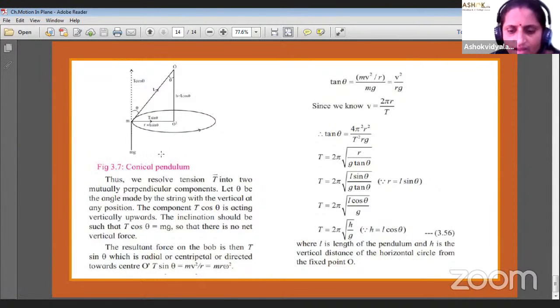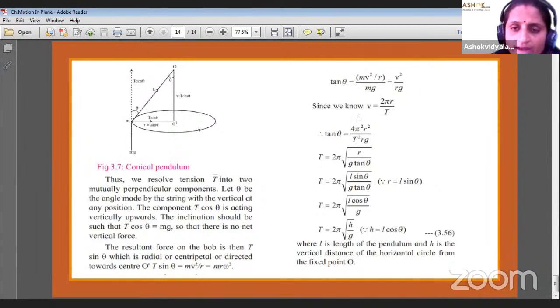Now see, tan theta. We can see that tan theta is equal to (mv square upon r) upon mg. So m gets cancelled, giving v square upon rg. See here, v square upon rg. Solving this equation, we get tan theta is equal to v square upon rg.